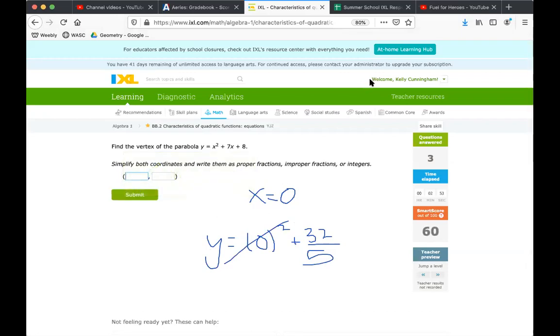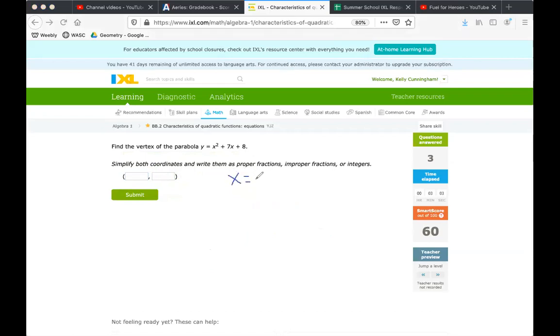All right, here's another fraction one. So let me clear this one out. Find the vertex of the parabola. So the x and the y value. Okay, so x is negative b over 2a. So it would be negative 7 over 2 times 1. So I'm not going to put the 1 there. So it'd be negative 7 over 2.